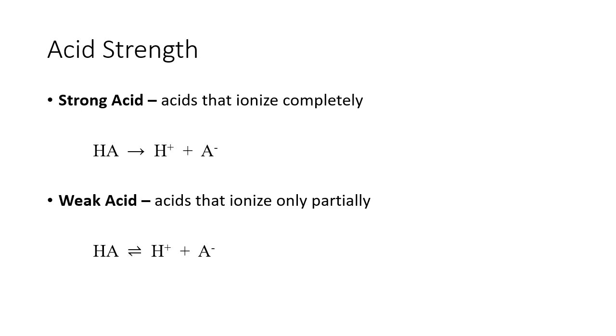So if we look at our example equations here, we have a strong acid generalized as HA, and that's going to dissociate entirely into H plus and A minus ions. If we have our weak acid, HA, that's going to dissociate partially into H plus and A minus ions, but it's going to maintain an equilibrium with some of the weak acid staying as its unionized form, HA.